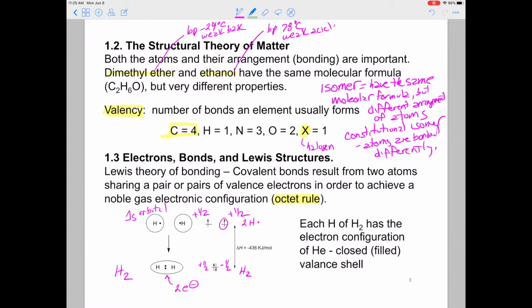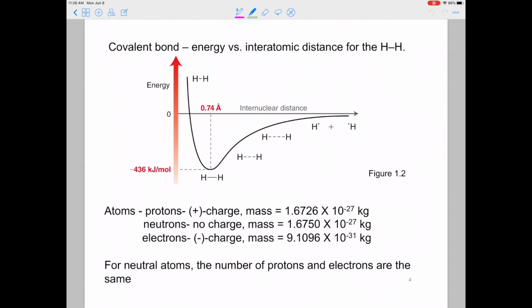Now, when this occurs, this is energetically favorable by 436 kilojoules per mole. So H2 is 436 kilojoules per mole more stable than 2 hydrogen atoms. And this is because in H2, each hydrogen atom now has the noble gas configuration of helium, so its valence shell is filled. We can look at the energetics slightly differently on the next slide.